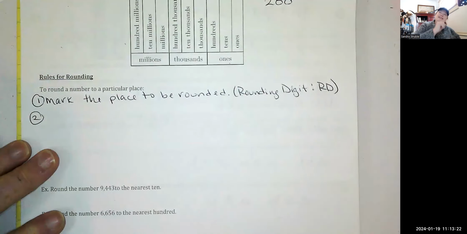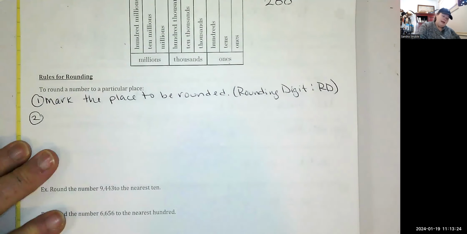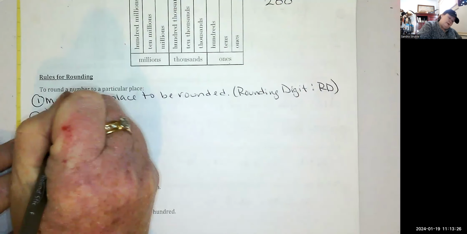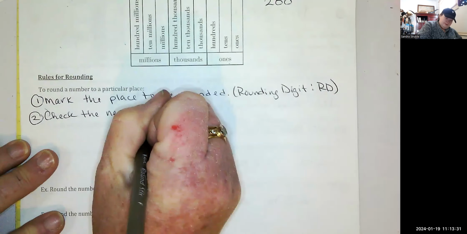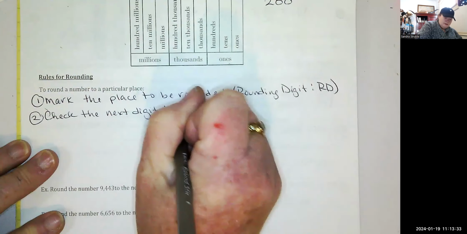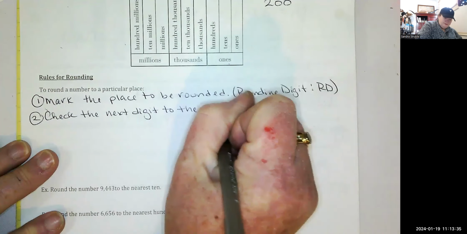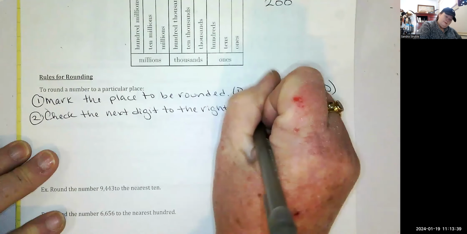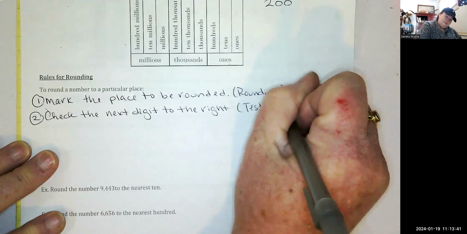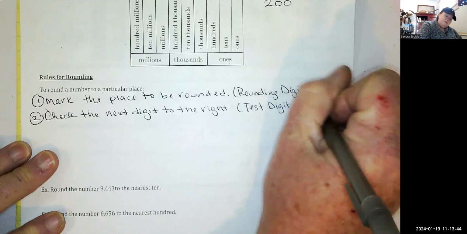2, I'm going to check the next digit to the right. Check the next digit to the right. And this is my test digit, and I call it TD.